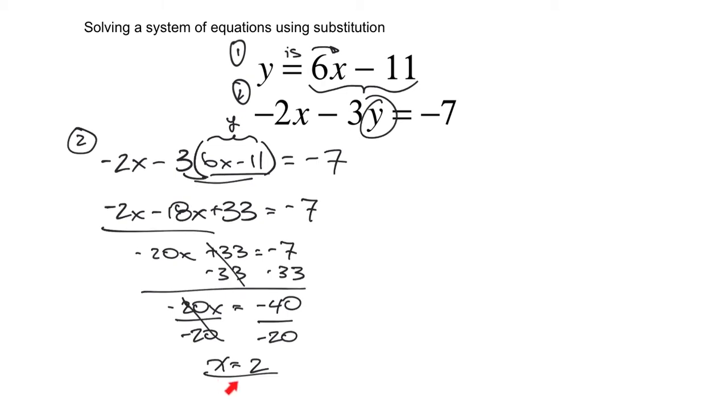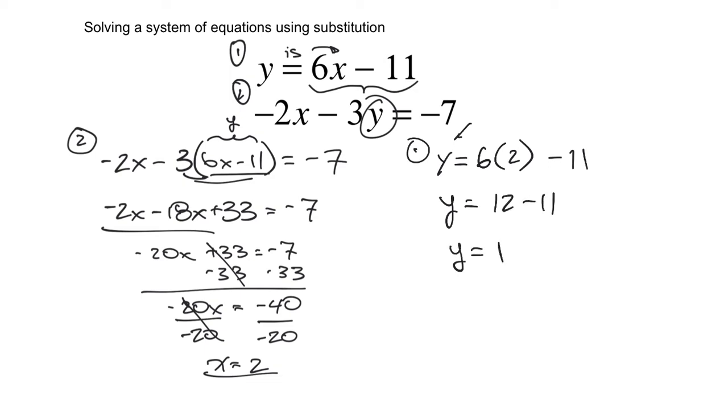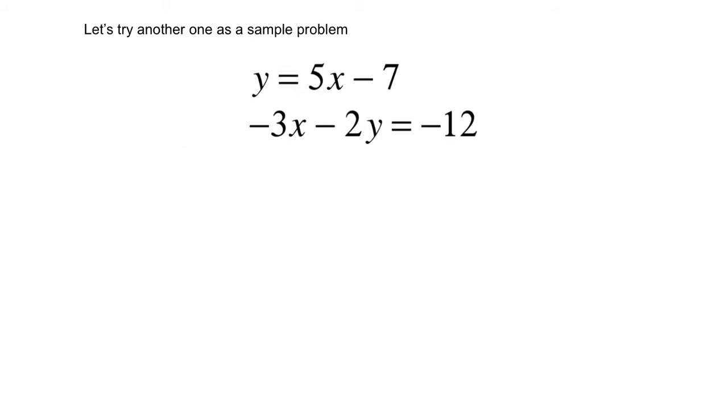Then I take x equals 2 and plug it back in for x in equation 1. I have y, which is what I'm trying to find, and it's already by itself. 6 times 2 instead of 6 times x, minus 11. Get rid of the parentheses by doing the multiplication: y equals 12 minus 11, which is y equals 1. So my solution to this system is 2, 1. It's an ordered pair. Let's try another one.